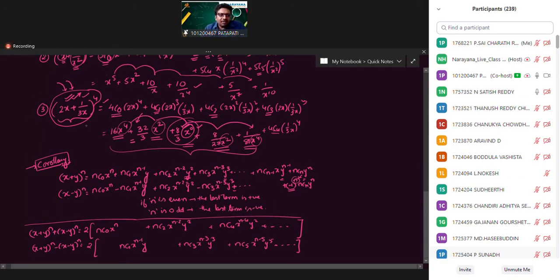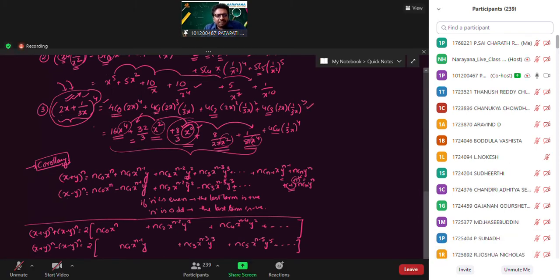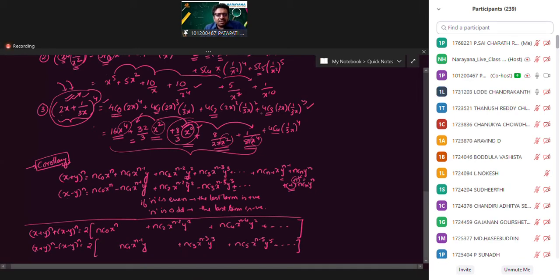See, the third question is very simple. Something plus something whole power 4. I have done the expansion and I have found the coefficients. In this question, 4C0, 4C1, 4C2, 4C3, 4C4 are the binomial coefficients. These 16, 32 by 3 are not the binomial coefficients. Do you see?